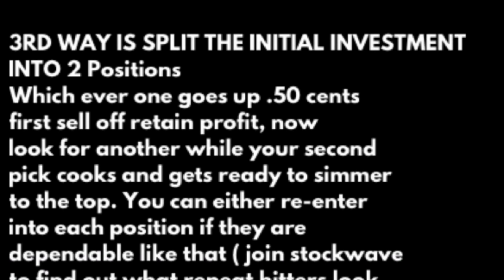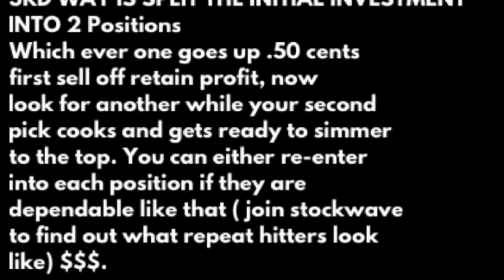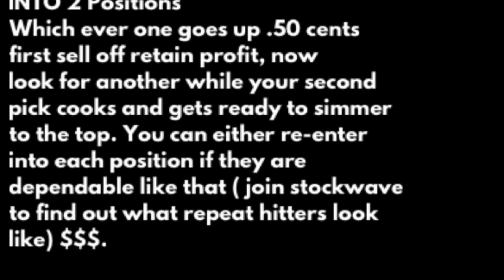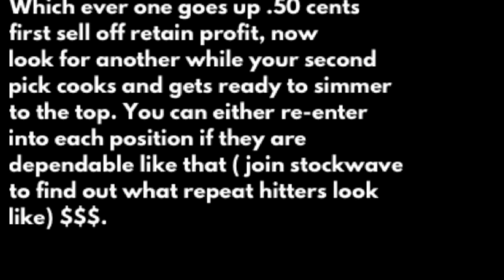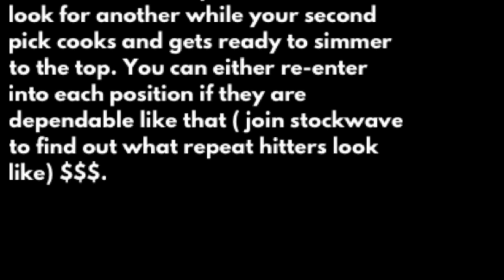The third way is to split the initial investment into two positions. Whichever one goes up 50 cents first, sell off, retain profit. Now you look for another while your second pick cooks and gets ready to simmer to the top. You can either re-enter into each position if they are dependable like that.